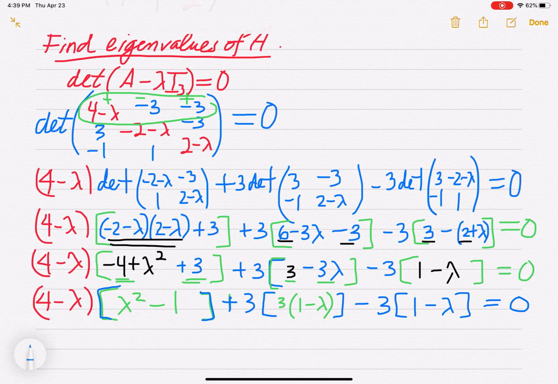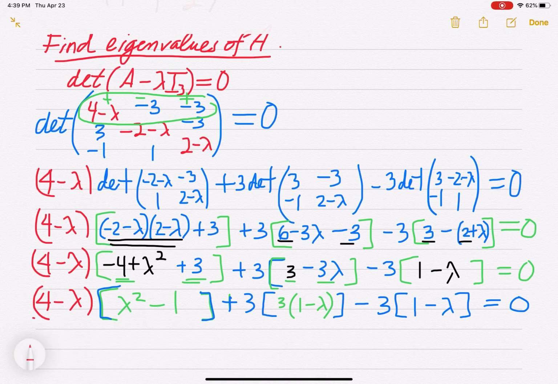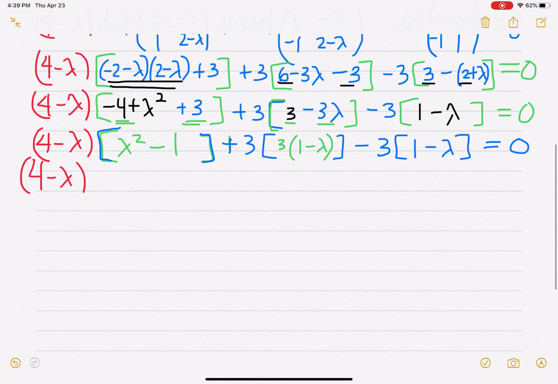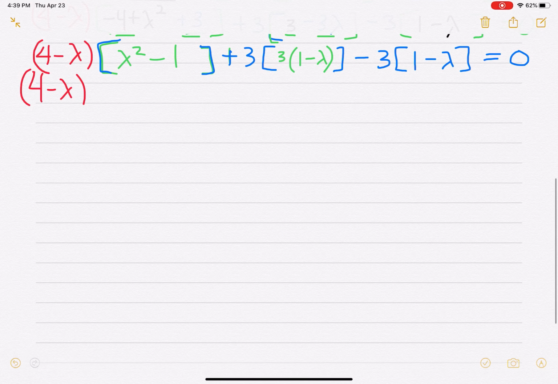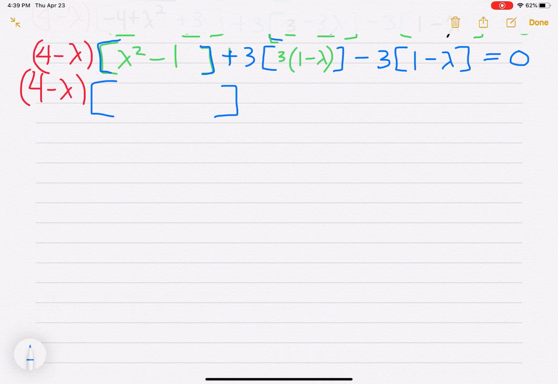All right, now, what do we got? We got 4 minus lambda. Out of the way, you're in the way. 4 minus lambda. All right, can we factor the one in the blue brackets? That's going to be lambda plus 1? Lambda minus 1?